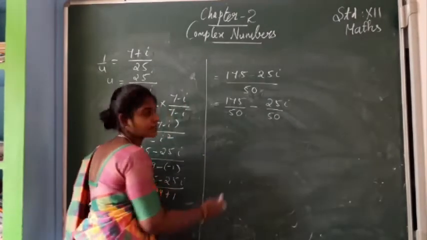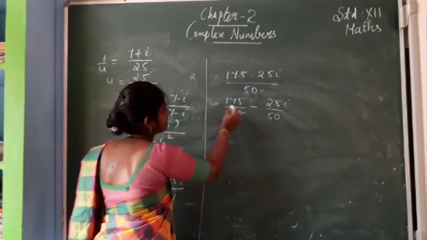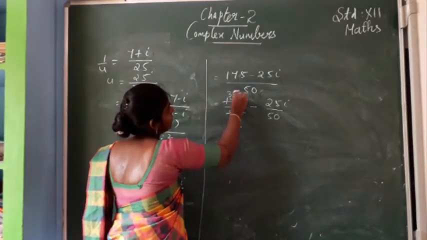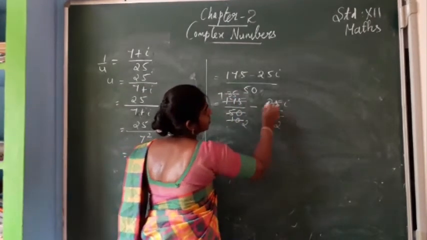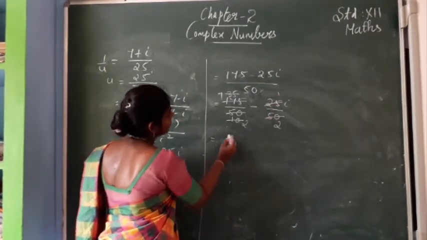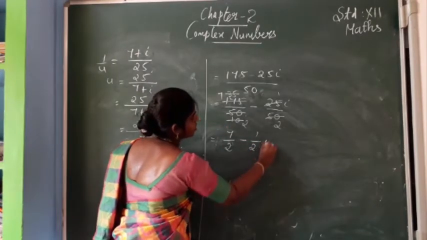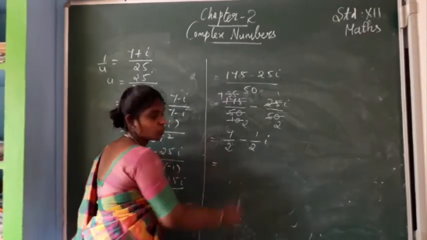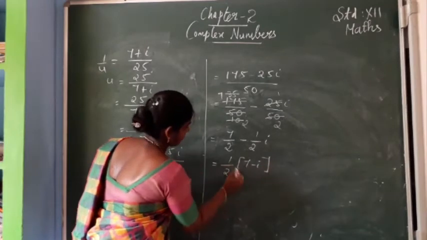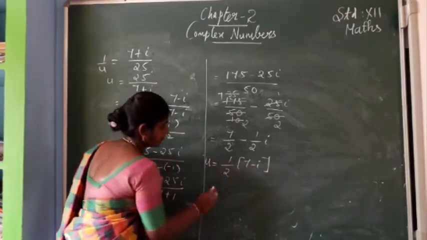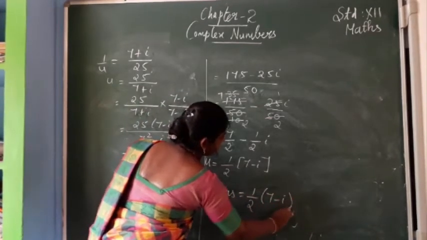That's equal to 175/50 − 25i/50. We can cancel the values: for 175 and 50, cancelling by 25, we get 7 and 2; for 25 and 50, we get 1 and 2. That's equal to 7/2 − (1/2) into i. That's equal to, we can take 1/2 outside. So 1/2 into (7 − i). This is the u value. The answer is equal to 1/2 into (7 − i).